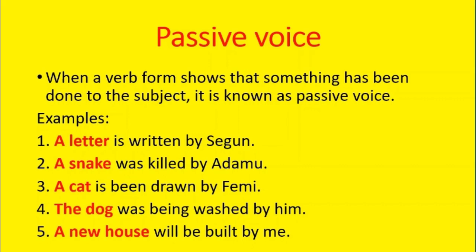In these examples, we see that we are interested in what happened, not who is doing what or who is performing the action. So in passive, we are interested in the action, while in active voice, we are interested in the person who performs the action.